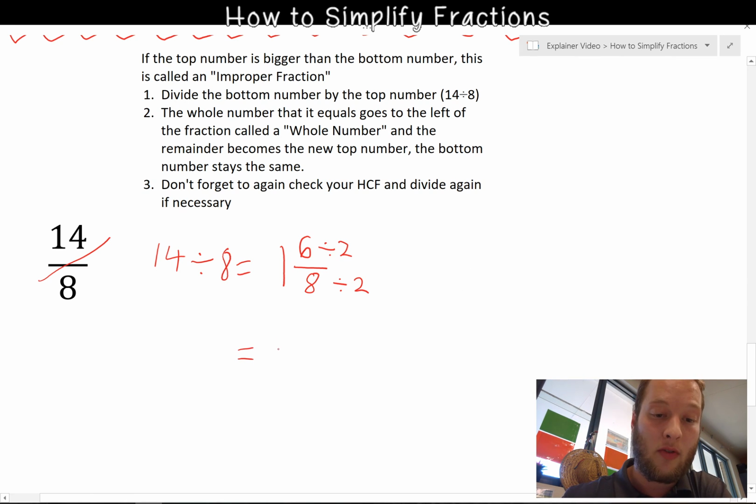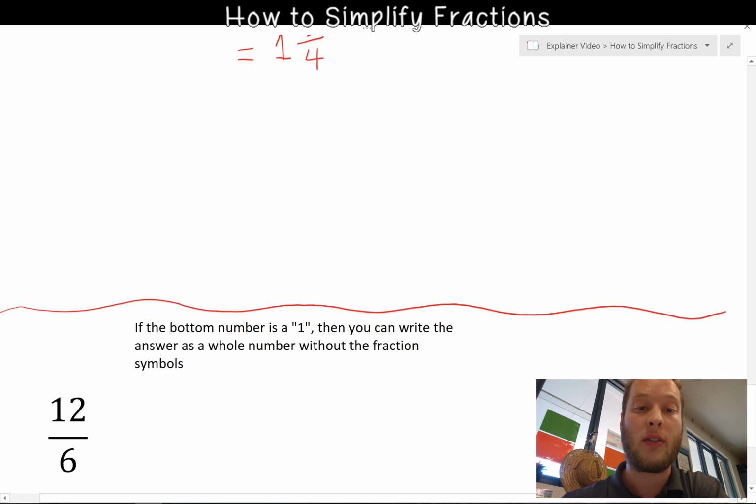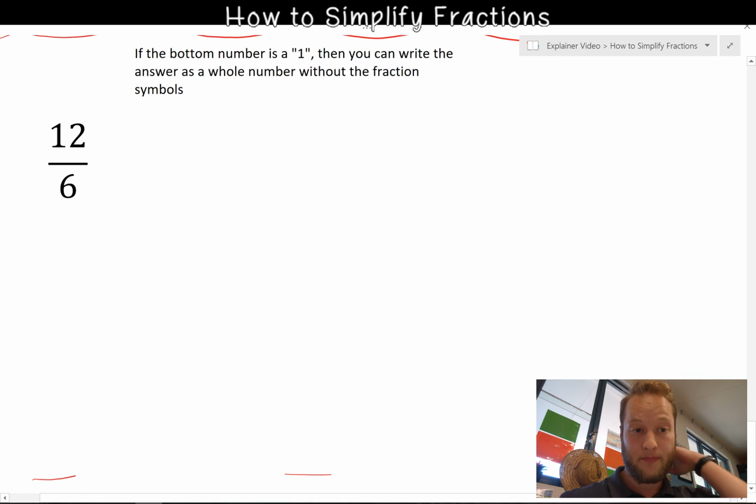So I write that 1 again because I don't need to divide that. It's 6 divided by 2, which is 3. 8 divided by 2 is 4. So the answer is 1 and 3/4, or 1 with 3 over 4 left, and that's its most simplified version.